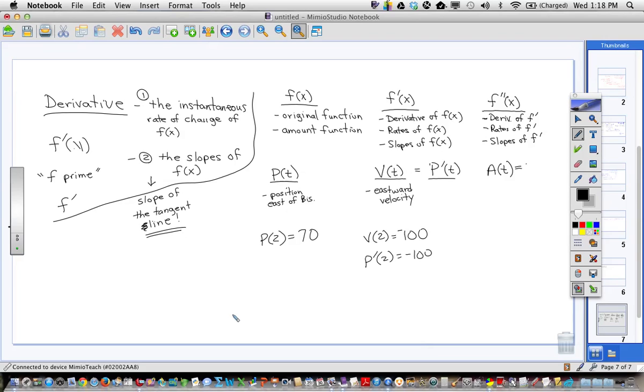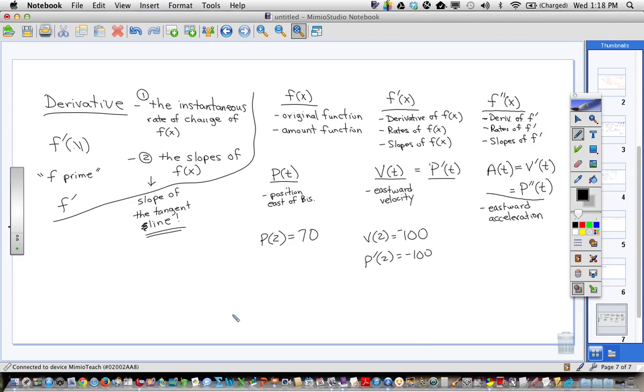So the derivative of v would be v prime, and I'm out of space over there, so I'll move down here. Or it would be the second derivative of p. It would be the derivative of p prime. The derivative of p prime would be p double prime. And so that is an applicable thing. It is the eastward acceleration.